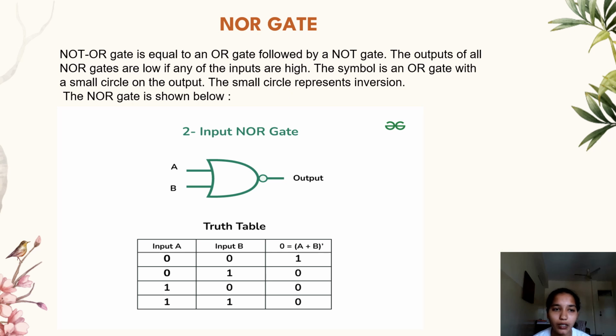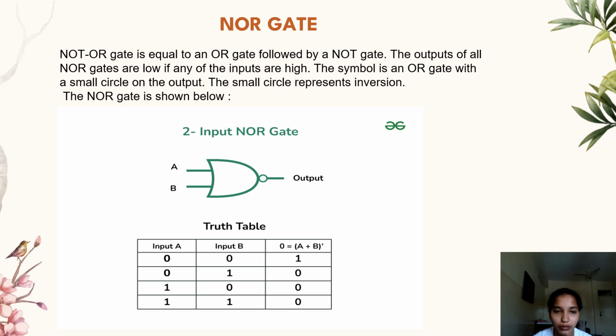NOR gate. NOT OR gate is equal to an OR gate followed by a NOT gate. The output of a NOR gate is low if any of the inputs are high. The symbol is an OR gate with a small circle on the output. The small circle represents inversion. The NOR gate is shown below. Input A is 0, input B is 0, x is equal to 0 plus 0 is 0, and the whole complement is 1.